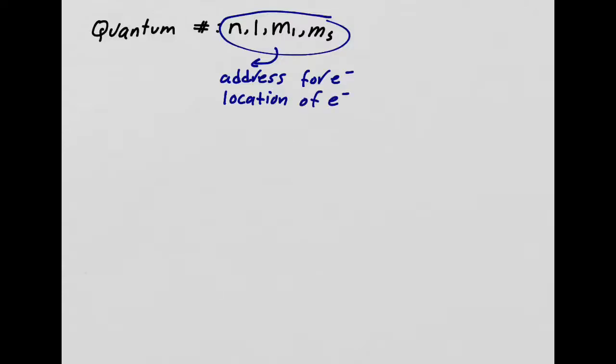For example, if you want to find someone, you need to know their house number, the street number, the city, and the state. And if you want to find electrons, you need to know n, l, m sub l, and m sub s. Now, you also have to remember that we can never be sure where the electrons are. So the location of an electron will always be a probability. Now we are going to go over each one and see what these numbers mean.